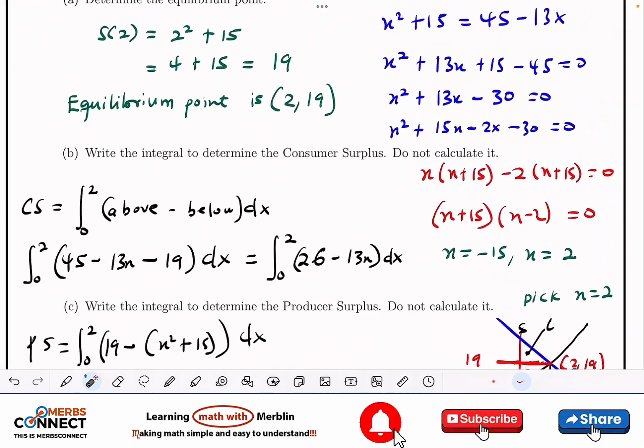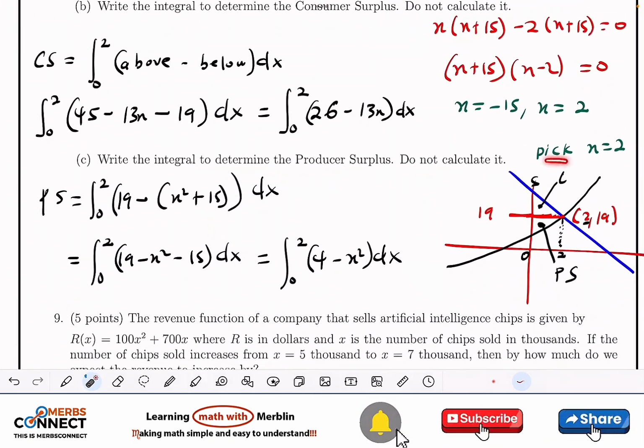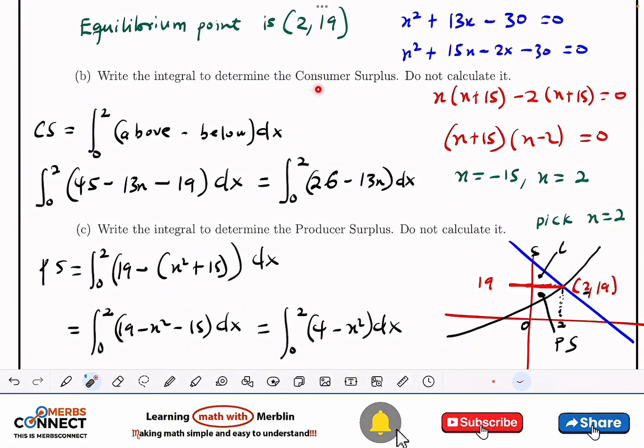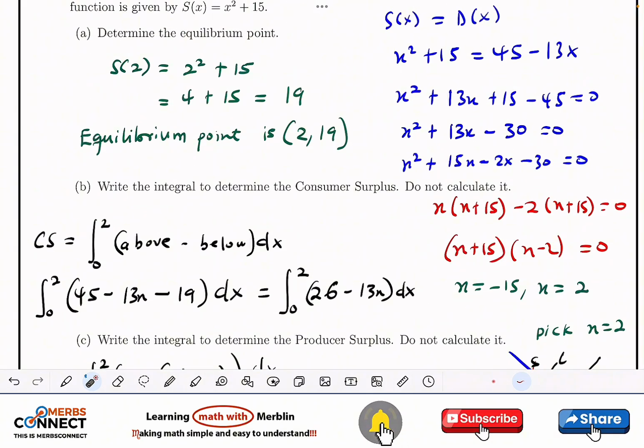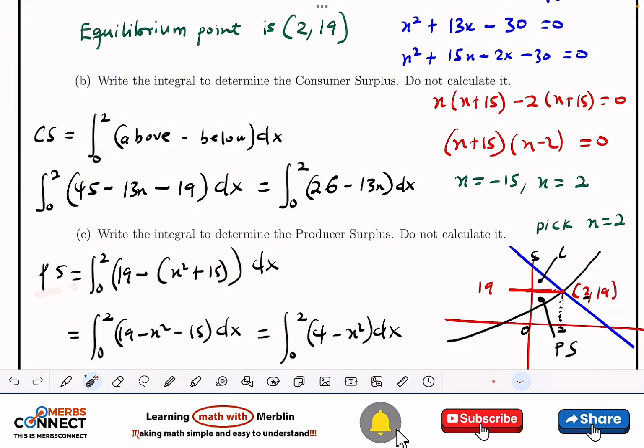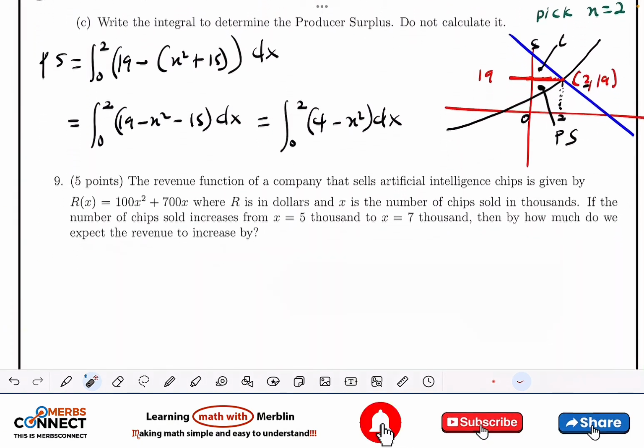So as I said, if you cannot sketch, or if you don't want to sketch, what you need to know for the consumer surplus is always the demand function minus the second coordinate of the equilibrium point. That's what you need to remember. And then the producer surplus is the second coordinate of the equilibrium point minus the supply function. And then you are done with that.